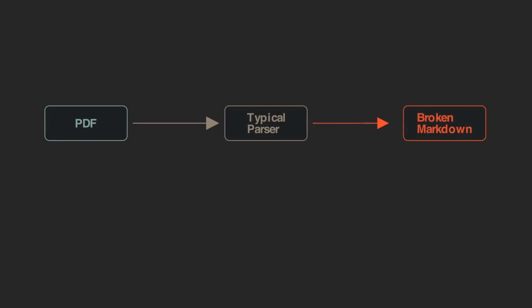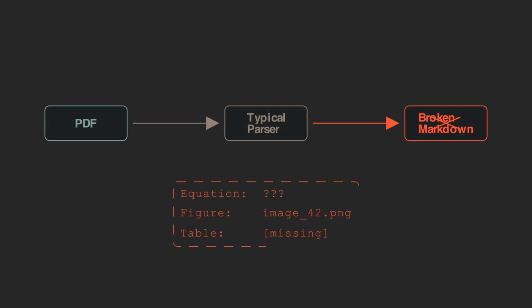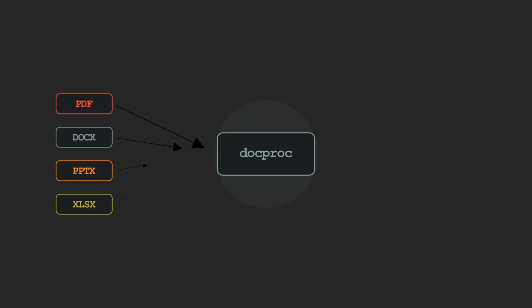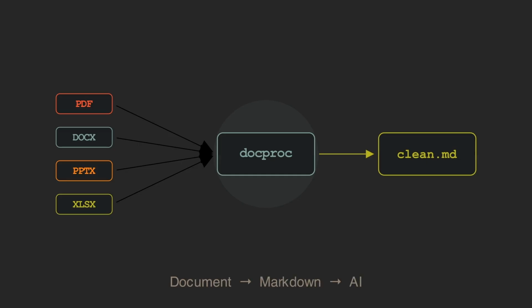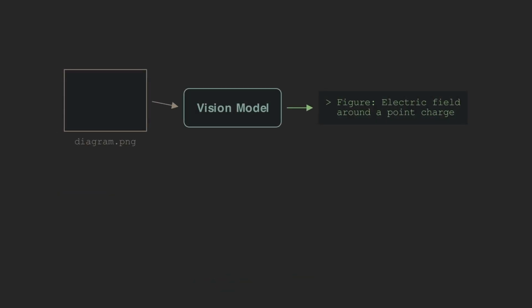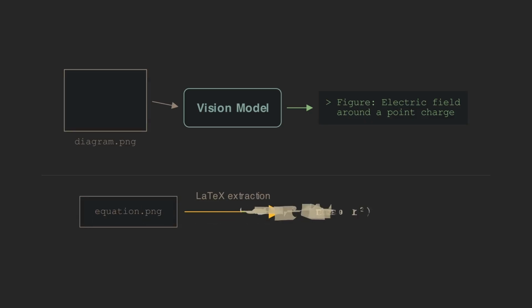If you have ever tried to feed PDFs into LLMs, you've probably run into broken Markdown. Introducing Docproc: you take any kind of file format and transform it into clean Markdown with full data retention. It works by smartly picking components of your document and passing them through proper extraction models to get what you need.